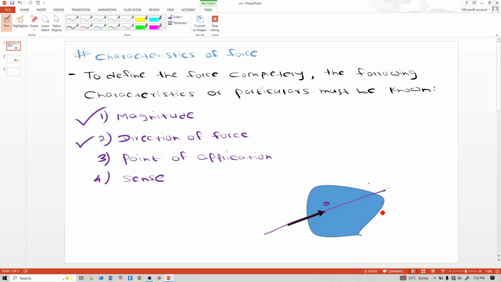But understand, it is this direction. How can you define this direction? It is with respect to horizontal. Consider this as the horizontal x-axis. So this direction of force is 30 degree with respect to horizontal.